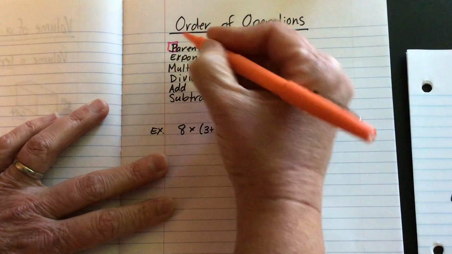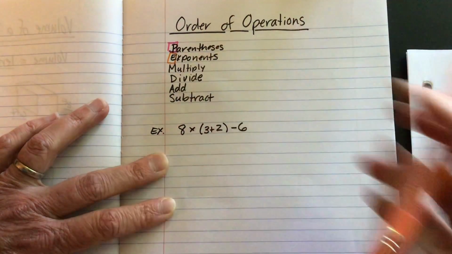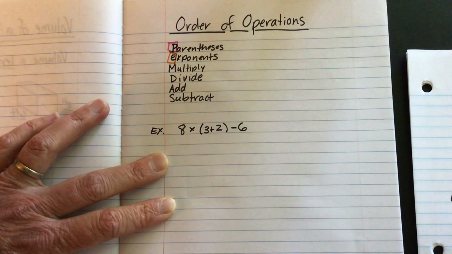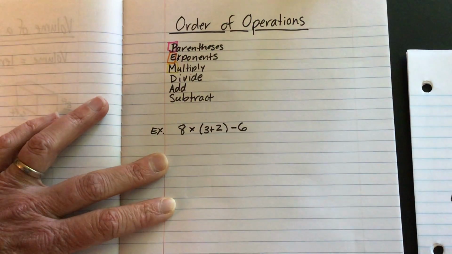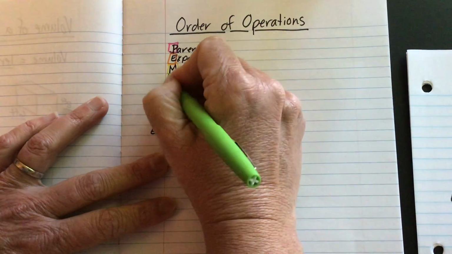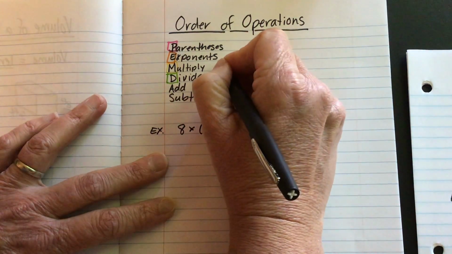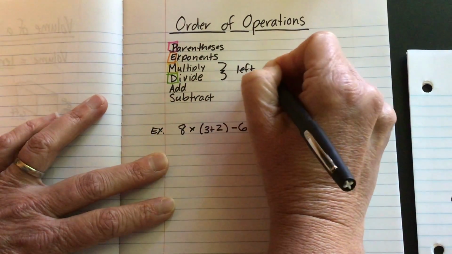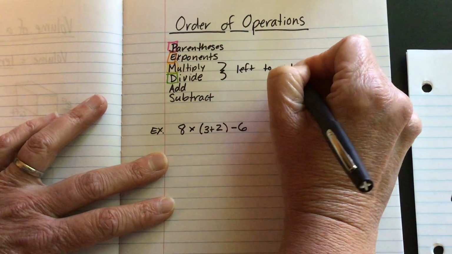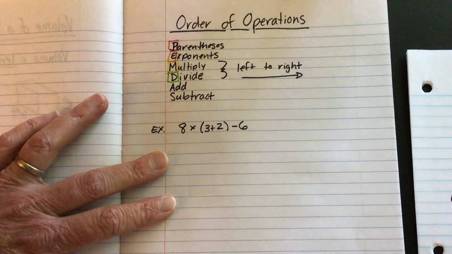Next, we look for exponents. We don't have any exponents today. We're going to be fine. After that, we are going to look at multiplying and dividing. And we have to do that in order from left to right. Left to right. The same way you read a book, okay?